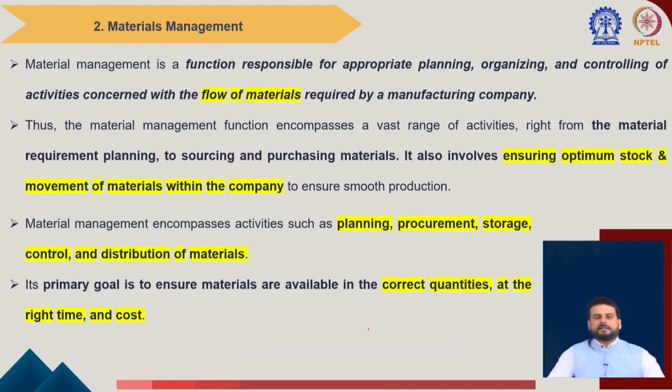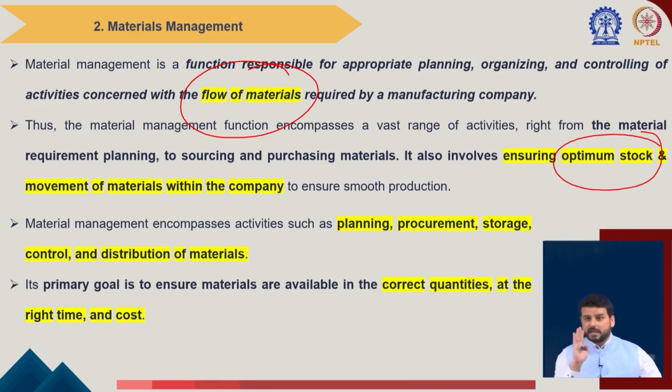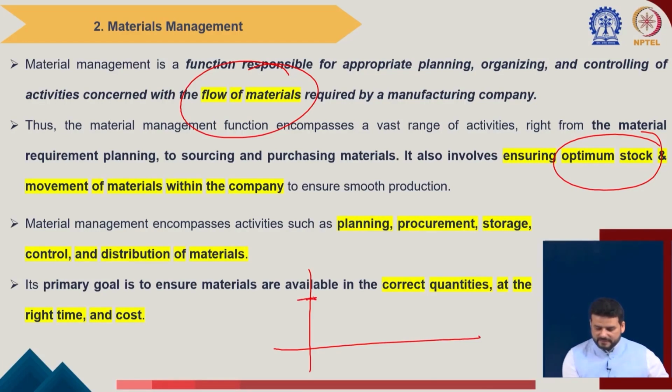So the second part under this is material management. Material management means whatever material we are using in the manufacturing unit, we need to ensure the smooth supply. And while doing that, we need to ensure that optimum stock is maintained. We discussed this: let's say this is the total inventory right now, I1 is the point, right?